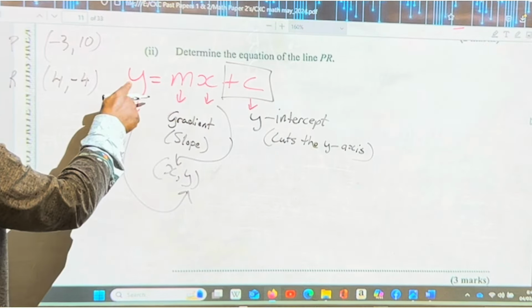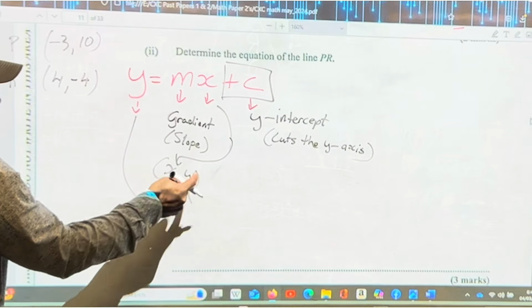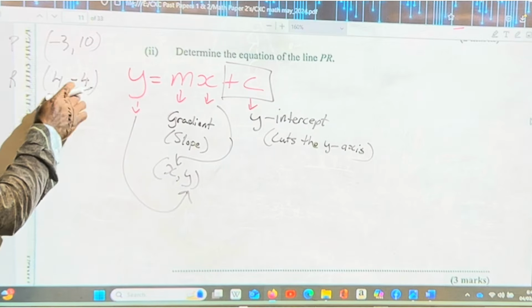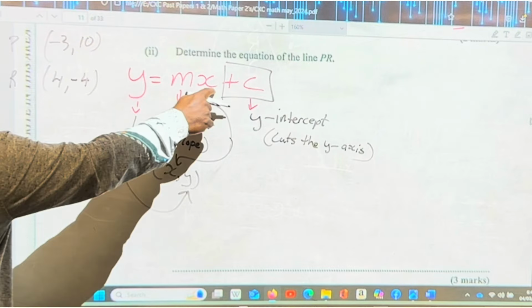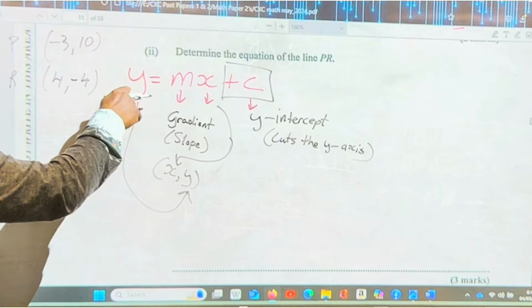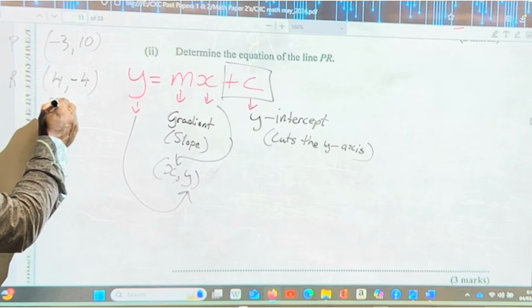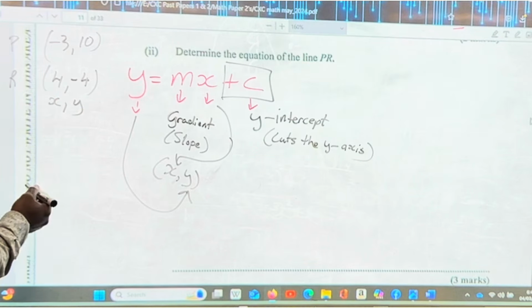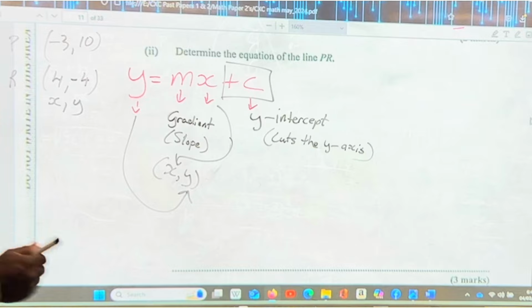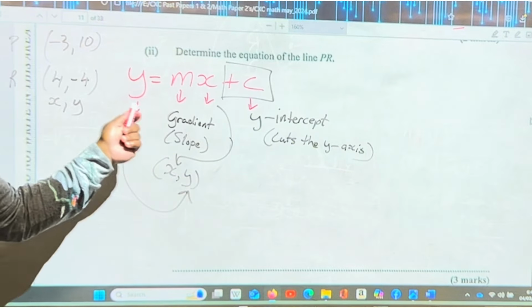Good. Now what will go here? See now 4, -4. Good. Those coordinates. If you use this, -3 goes here, and 10 goes where the y is. You understand? This is x, this is y. Good. So determine the equation of the line PR. This is the equation of the line.